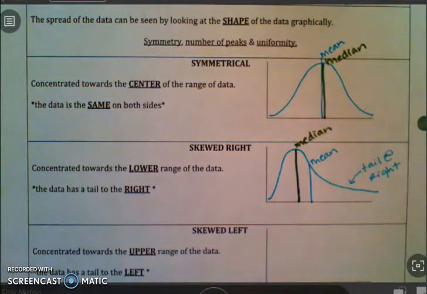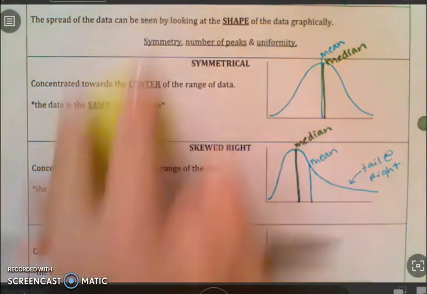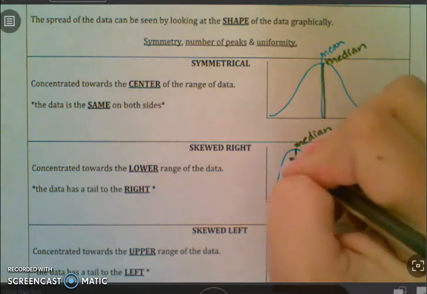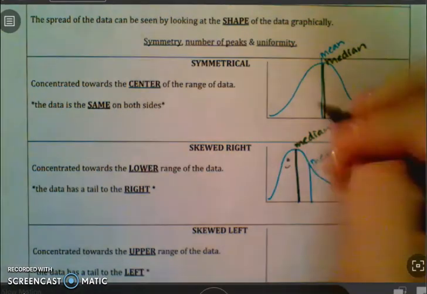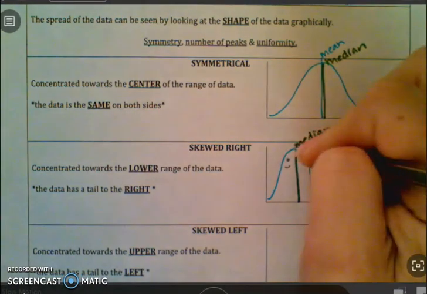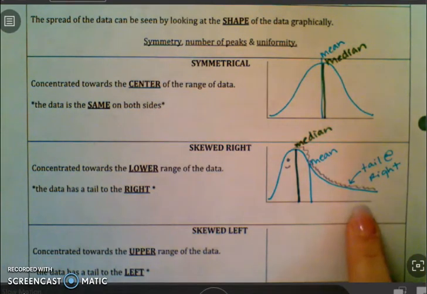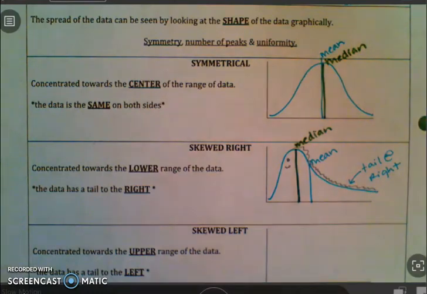And how you can figure out if it's skewed right or left is, remember, it has to do with the tail. So if you think of your little, you can draw a little dinosaur. And if you give him a tail, his tail is on the right side. So that's how I always remember it. Draw a little dinosaur.